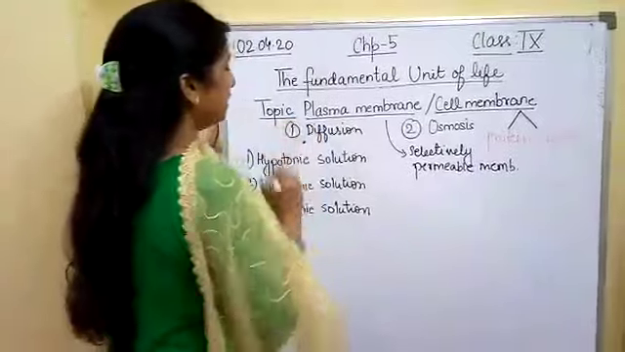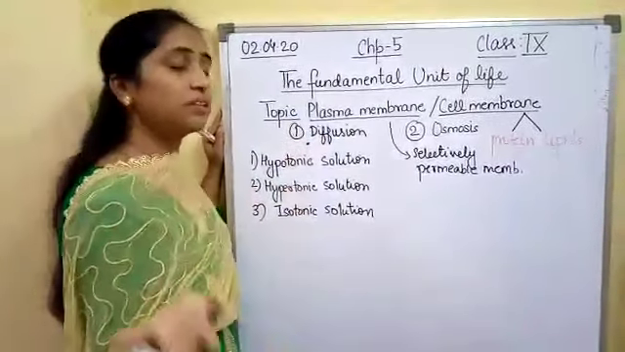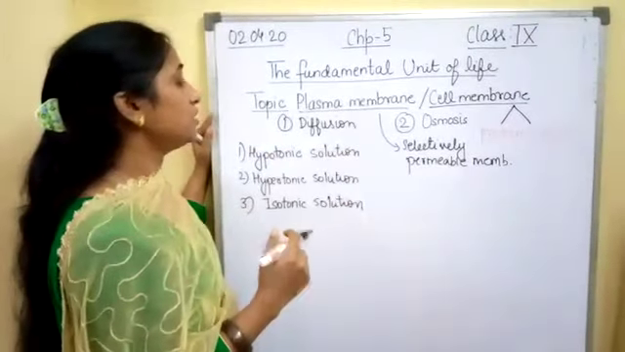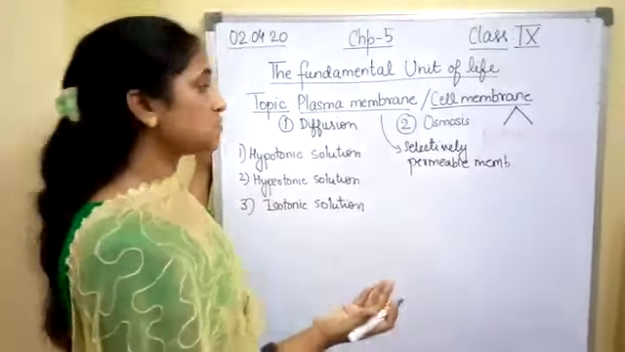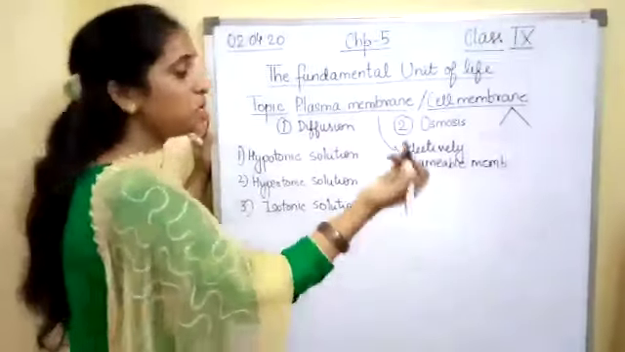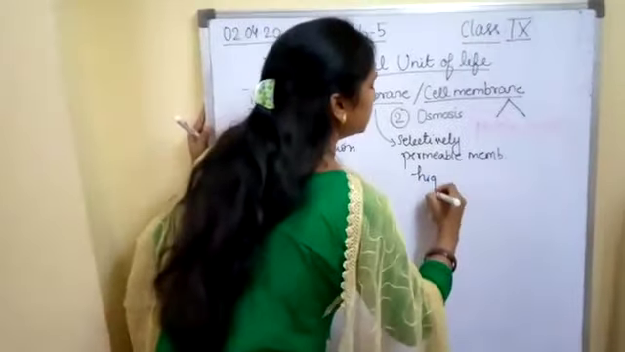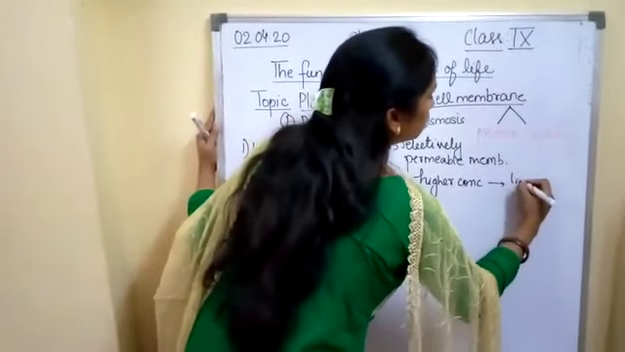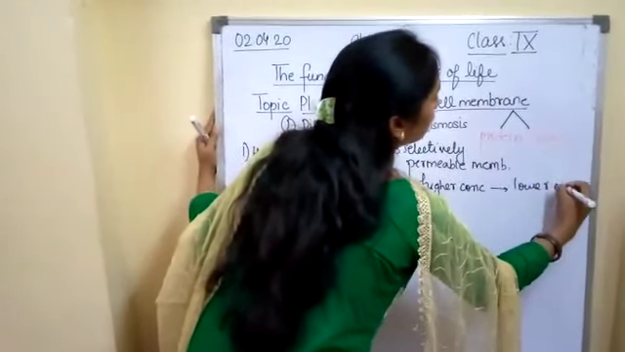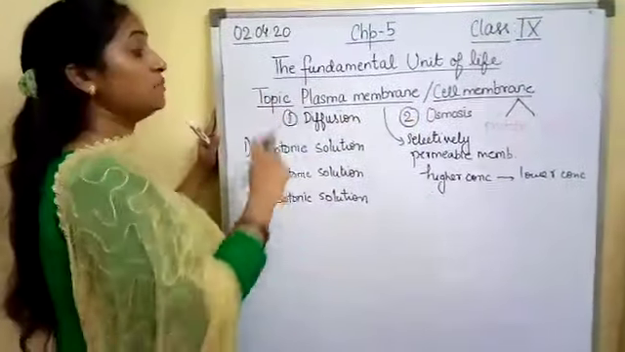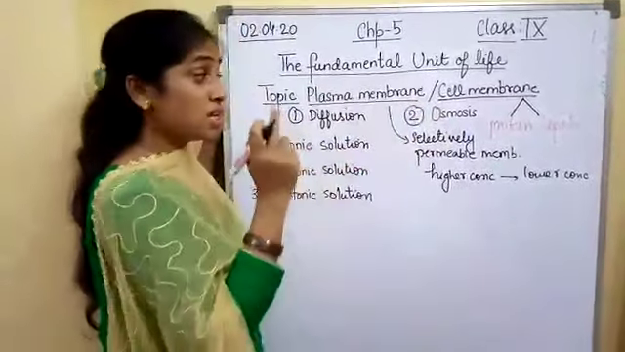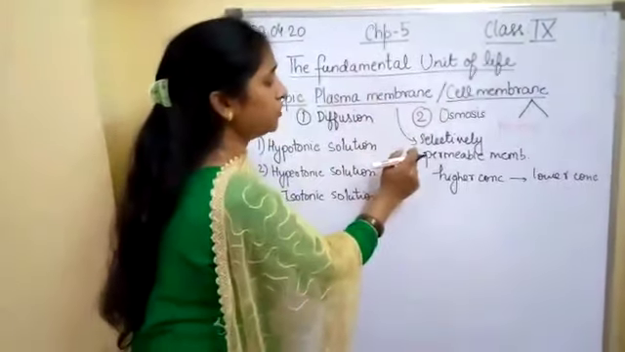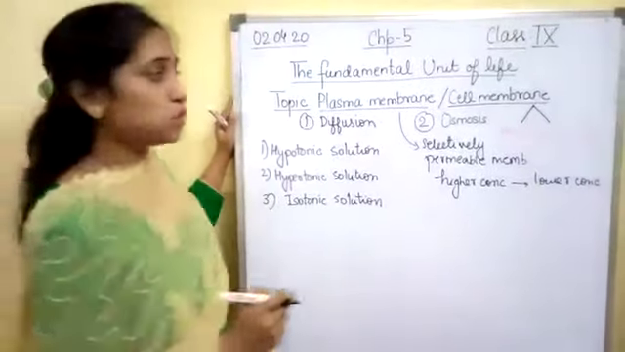So now in the last lecture or in the last chapters we have studied about the diffusion. What is diffusion? The movement of the gases or the movement of the substances from their higher concentration to the lower concentration will be known as the diffusion. The substance will move from its higher concentration to its lower concentration in diffusion. But what is the difference in the osmosis? The osmosis, it requires a plasma membrane or it requires a semi-permeable membrane to move.